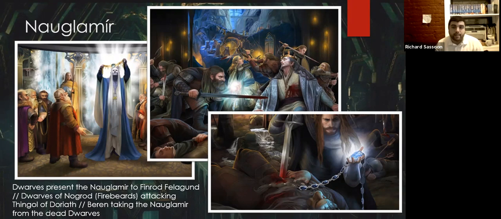King Thingol demands that they give it up, and so the dwarves of Nogrod actually attack King Thingol and slaughter the Elven Guard. You can see that image in the upper right-hand side. As the dwarves of Nogrod make their way back to the mountain, they are in turn attacked by Beren. Beren and Luthien are the ancestors of most of the major elves that we're familiar with, like Elrond and Arwen. This is Beren. He kills the dwarves of Nogrod and brings the Nauglamir back to the elves.